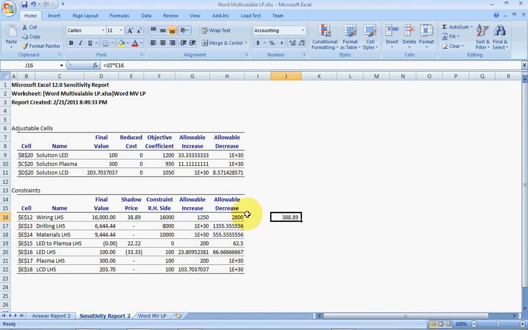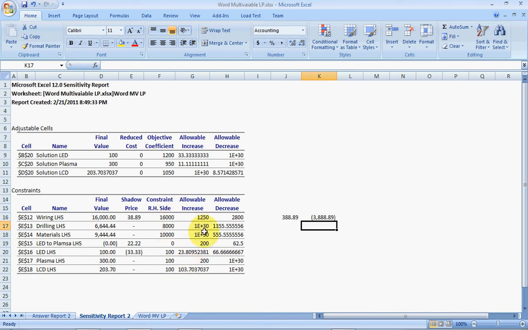And we can also do this on a decrease. So let's say we needed to cut back on wiring 100, so it'd be negative 100 because we'd be taking out 100 less hours times our shadow price. So we would lose almost $4,000. And you can do this for each one of these.